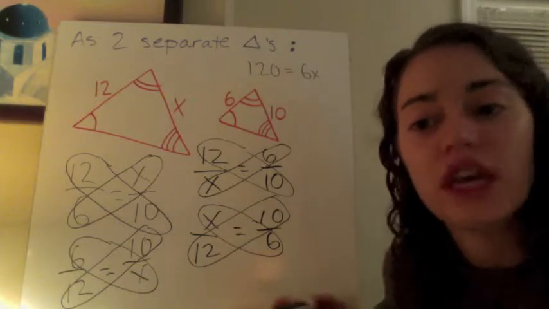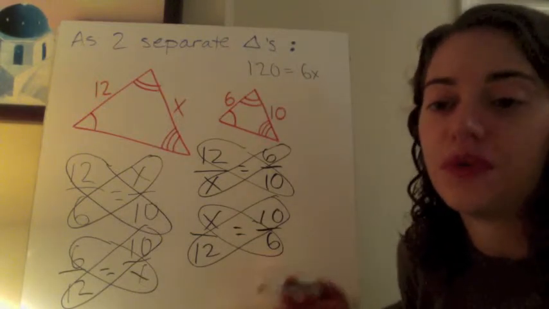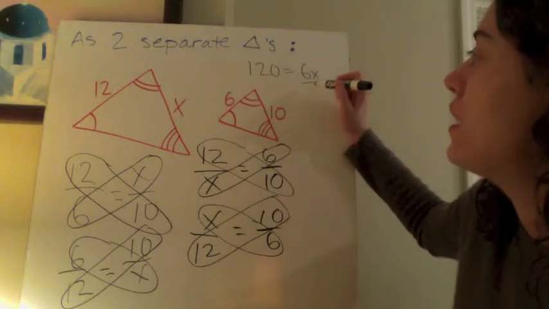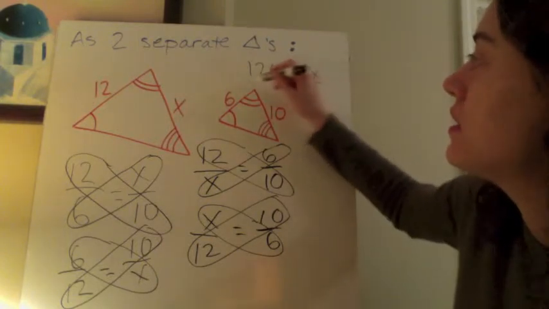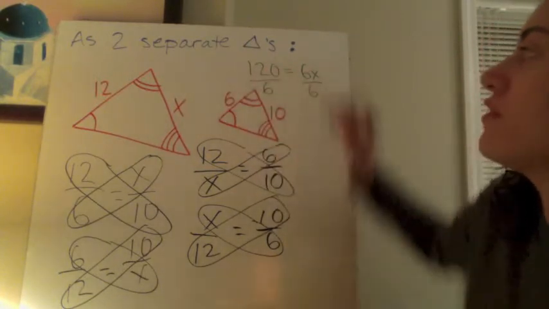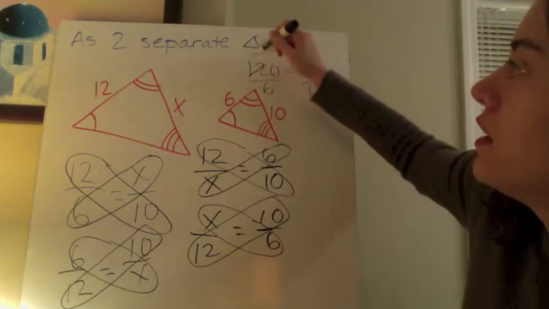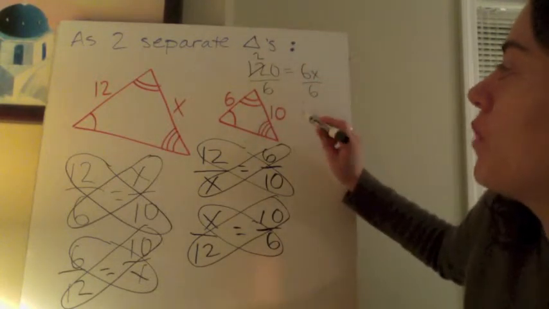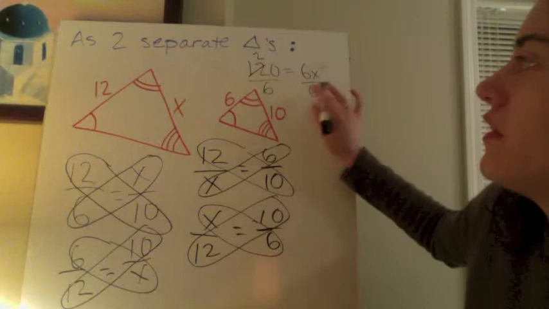From here, just using algebra, I need to get x by itself, and I'm going to do so by dividing by 6 divided by 6. I know 6 goes into 12 twice. Leave the 0. So I'm going to end up with, sorry, this was kind of messy.